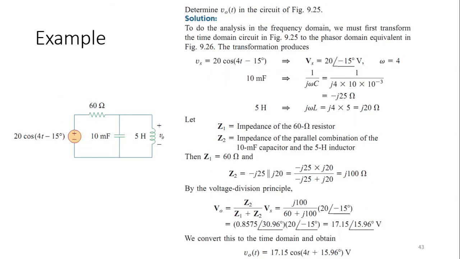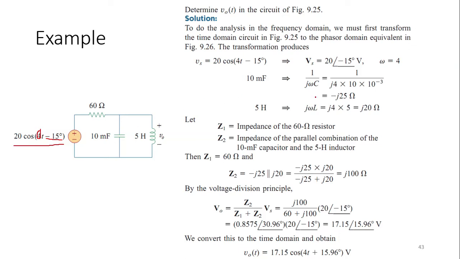Moving on to the next example, find v0(t). v0 is the voltage across this inductor. So we can simply use the basic circuit analysis principles to find this. From this relationship for vs, we can see that omega is 4 and its phase angle is minus 15. Because the expression is given as a cosine function, we can directly convert it into the phasor domain: 20 angle minus 15, omega is 4.